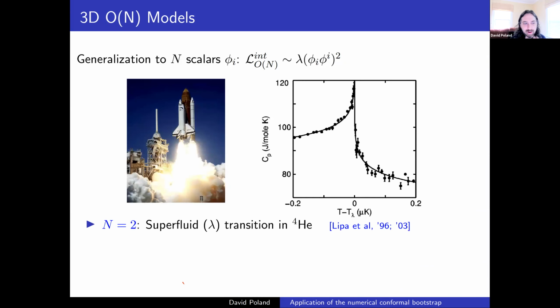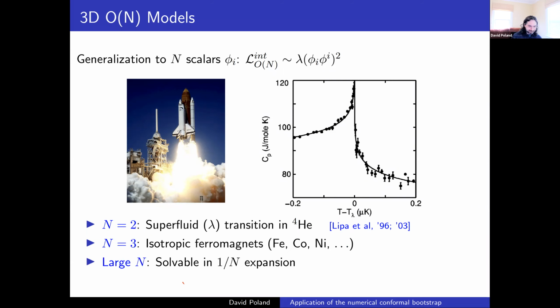And of course, different values of N are interesting. So the O(2) model or XY model describes the superfluid transition in helium-4, and there's quite precise experimental data, which was taken aboard one of the space shuttle missions in the 90s. This is a plot showing the heat capacity of helium-4 as you cross the transition, from which you can extract critical exponents. N equals 3 is also a very interesting value. It's the model of magnetism.